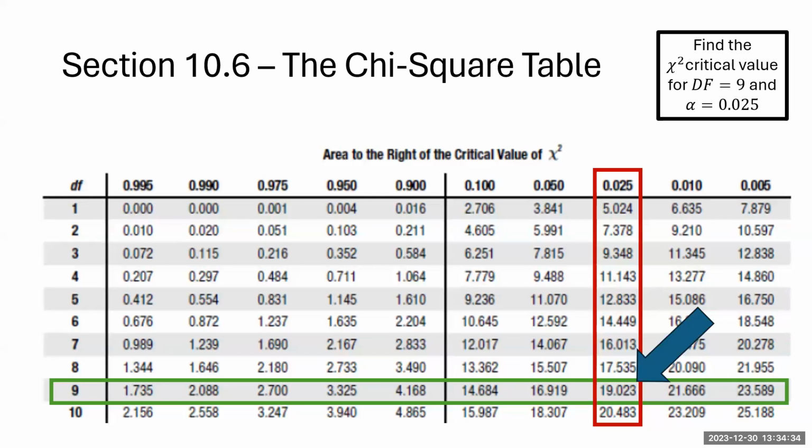Some people argue it's a little easier than the normal table. We don't have to worry about positives and negatives, which is true. There's only one table that we have to look at. Okay, so that would be our critical value.